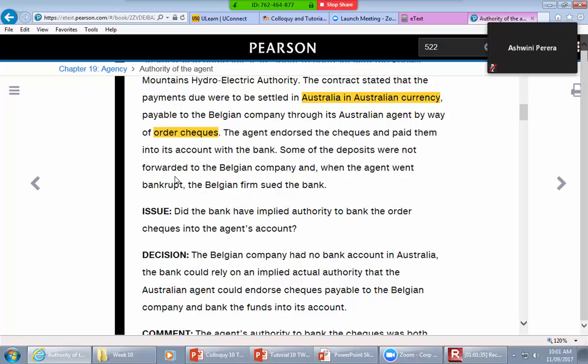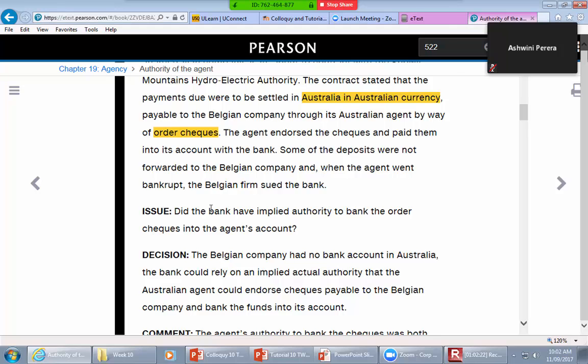Some of the deposits were not forwarded to the Belgian company, and when the agent went bankrupt, the Belgian firm sued the bank. So the whole idea is that the agent was supposed to keep paying or forwarding these payments back to the manufacturer. They didn't. In fact, they went bankrupt for whatever reasons, meaning that this manufacturer was not able to collect their money out of this contract, and now they're going to sue the bank because the payments that were deposited into the bank were supposed to be moved to the Belgian company, and didn't actually get there.